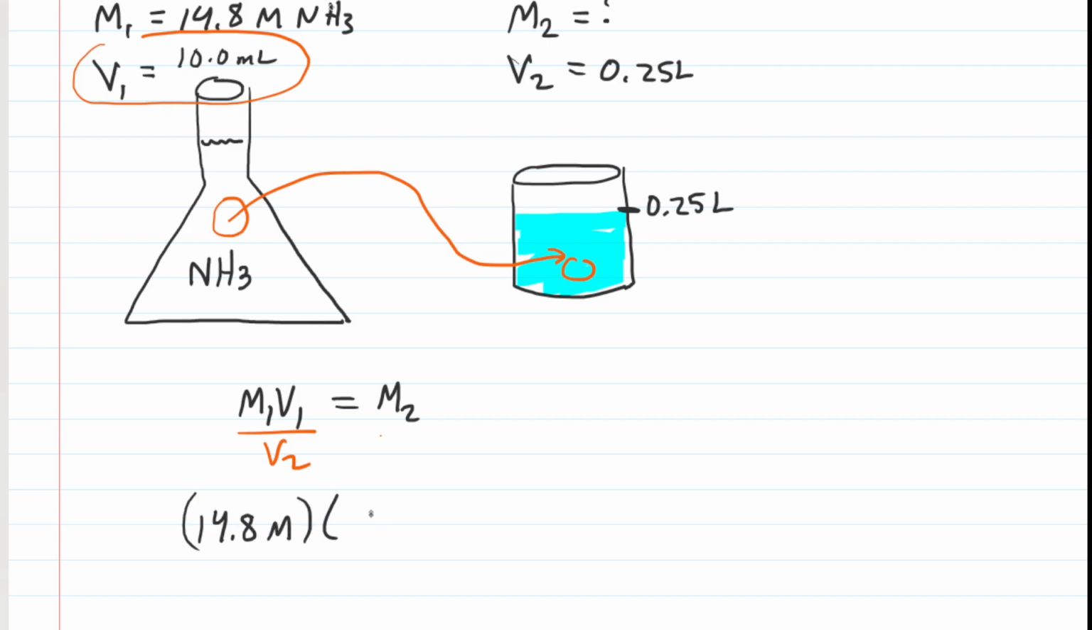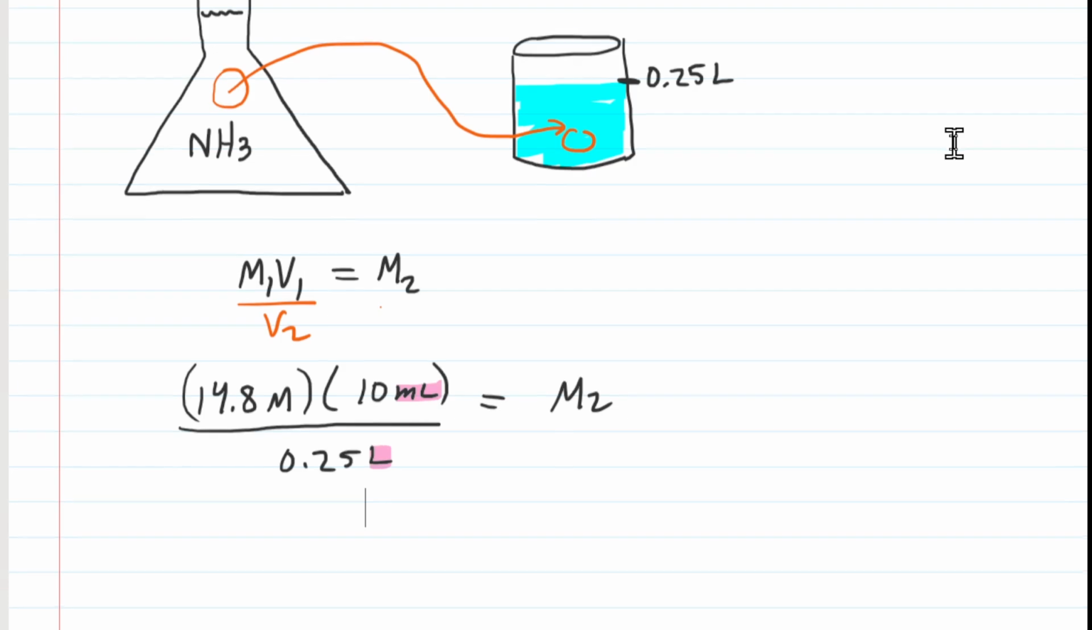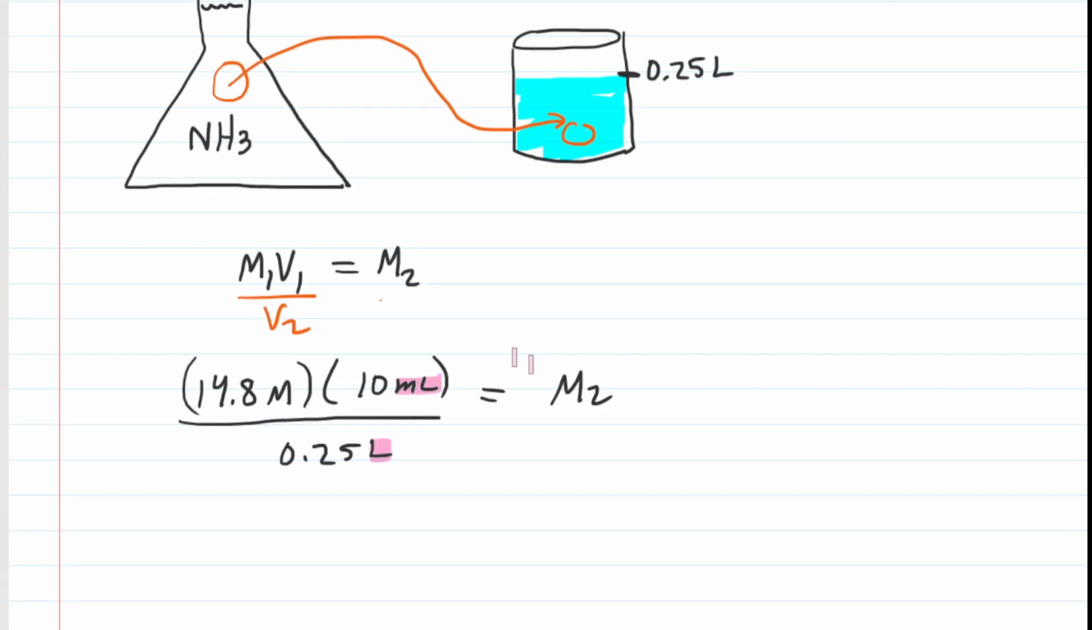The V1 is 10 mils, but then watch this. If you naively just come in here and plug in 0.25 mils for the V2, well, then you have some inconsistency here in your dimensions. You have milliliters. Goodness gracious, this should have been liters, excuse me. We have some inconsistency here, milliliters on top of liters. That's not good. You don't want that because those won't cancel. So you have to either change the mils into liters or the liters into mils. You'll get the same answer either way.